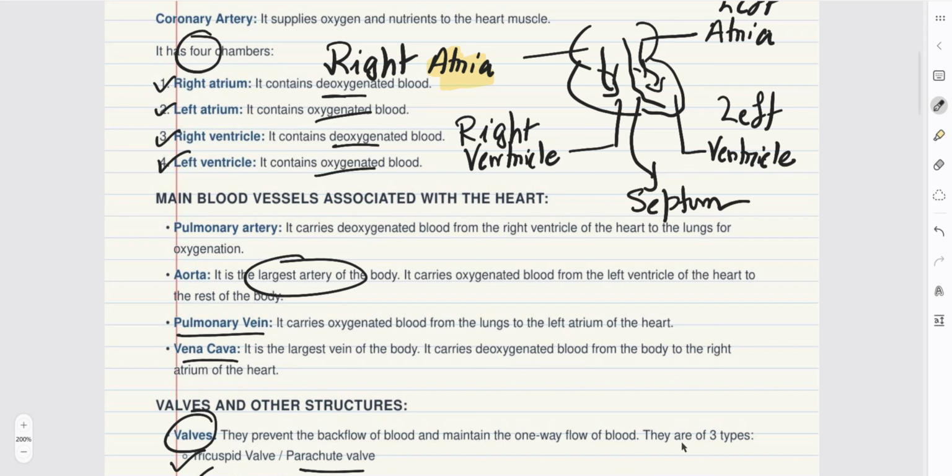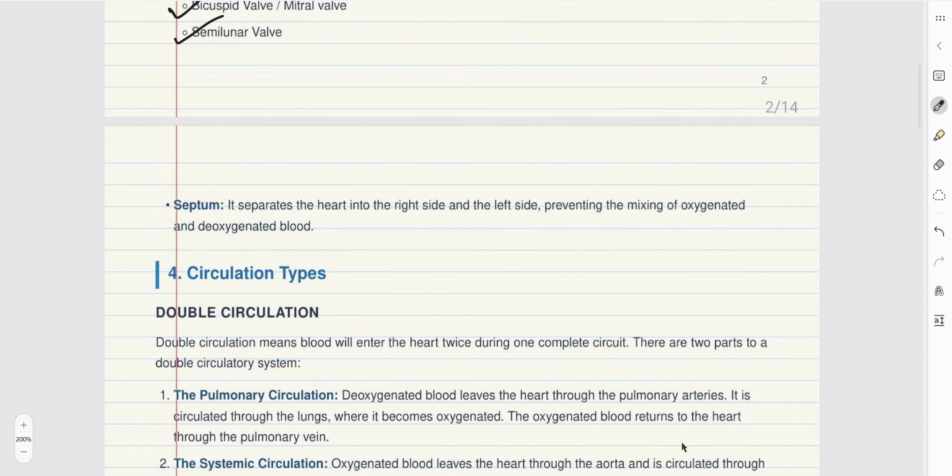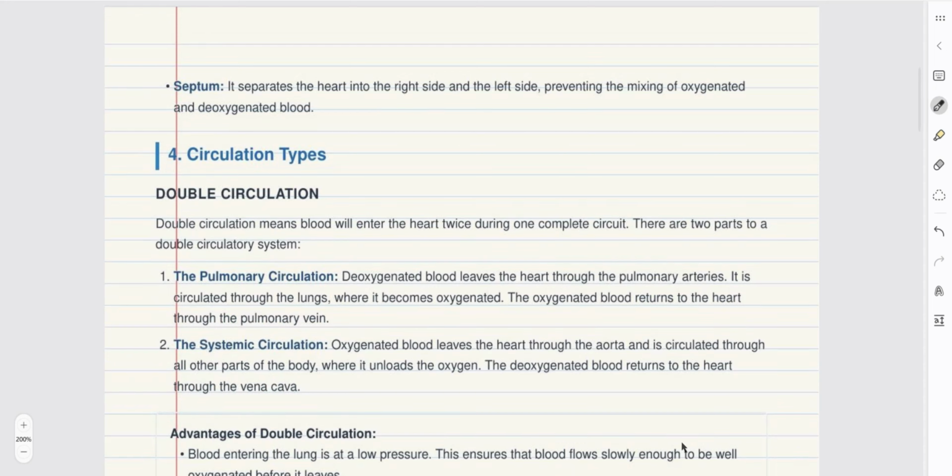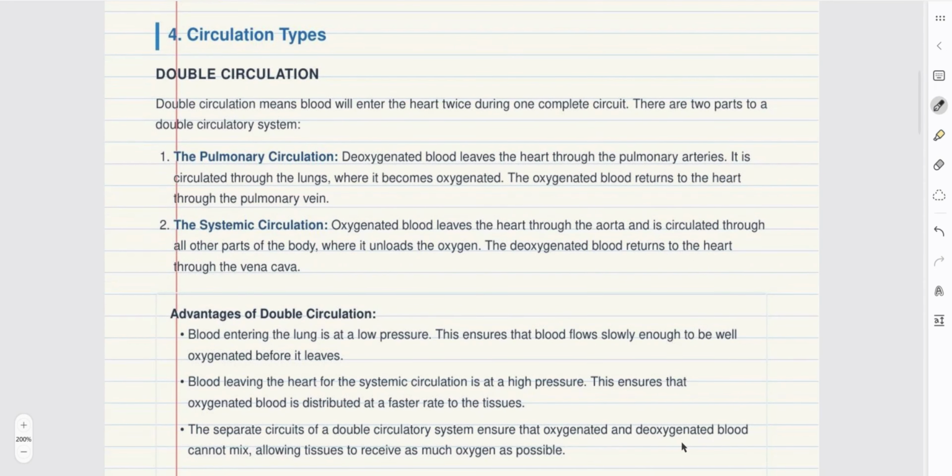It separates the right side of your heart from the left side of your heart, so that the oxygenated and deoxygenated blood do not mix and you get maximum oxygen level in your body. So this is all about the structure. Now let's talk about circulation.